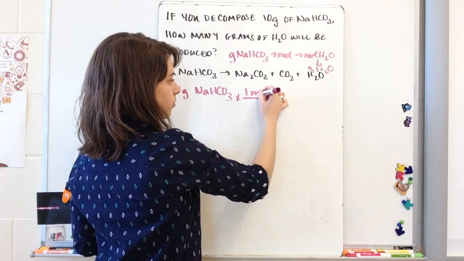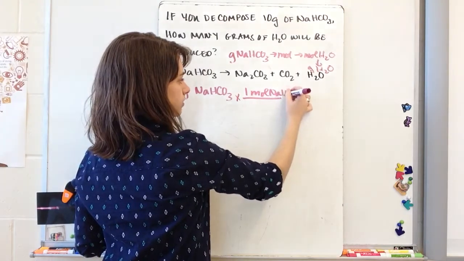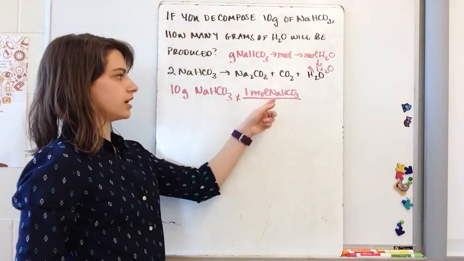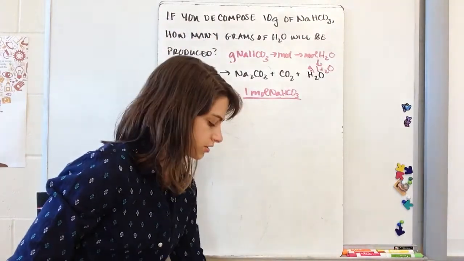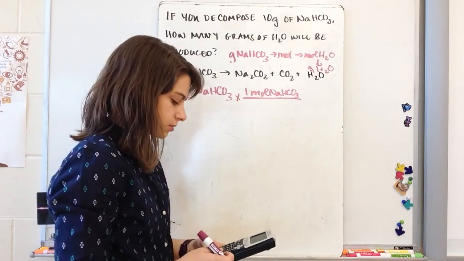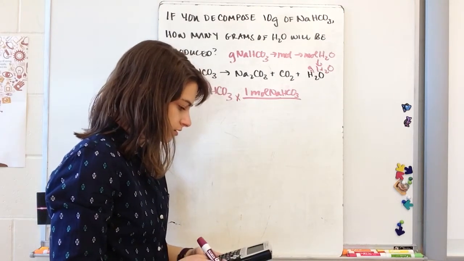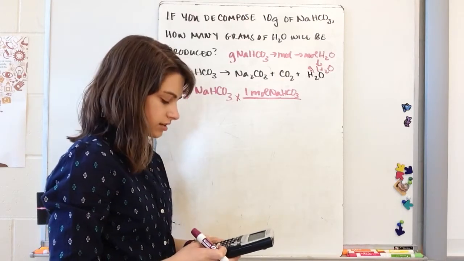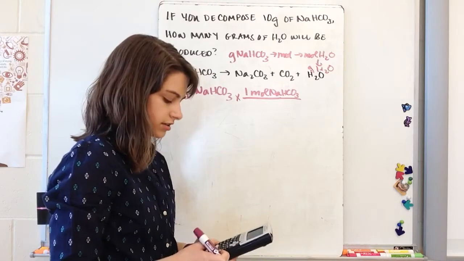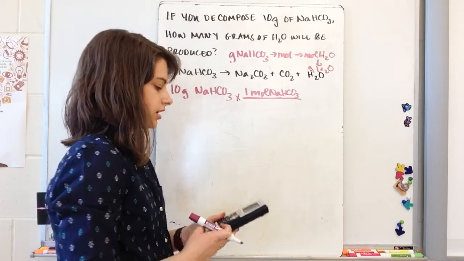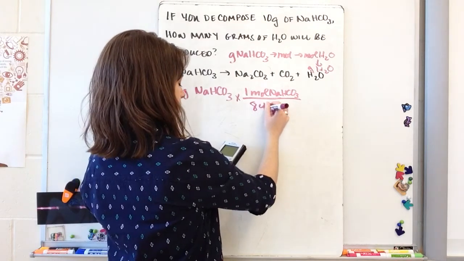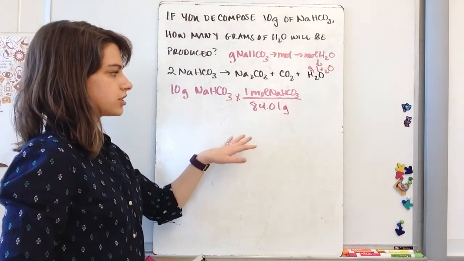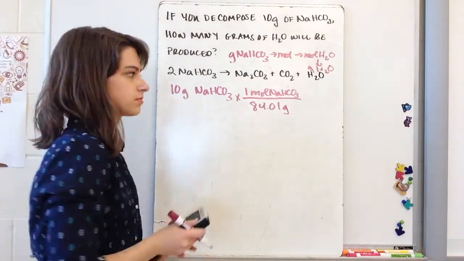So I know that for every 1 mole of NaHCO3, we're going to get whatever the mass is of sodium plus hydrogen plus carbon plus 3 oxygen. So we're going to get that from our periodic table. So we're going to add up sodium plus a hydrogen plus a carbon plus 3 oxygens. And I get a molar mass of 84.01 grams. So for every 1 mole of NaHCO3, I have 84.01 grams.